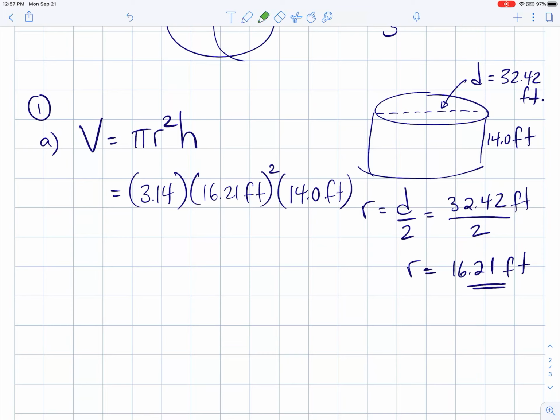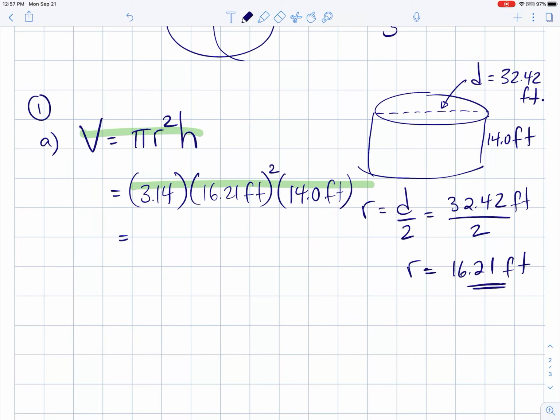So notice I have shown my formula. Then I've shown the formula with all the numbers plugged in. And now I'm just going to grab my calculator and do this on the calculator and put down the answer. So 3.14 on the calculator multiplied by 16.21. And if you want to use the squared button on the calculator, you can do that. There's a button that says x squared. Or you can multiply by 16.21 a second time, which is the same thing as squaring it. And then multiply by the 14.0.